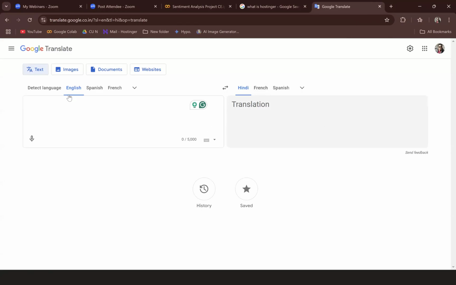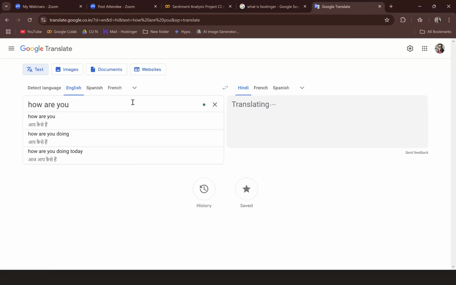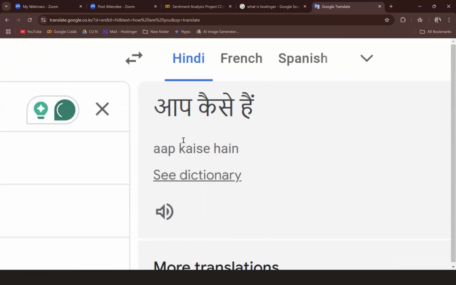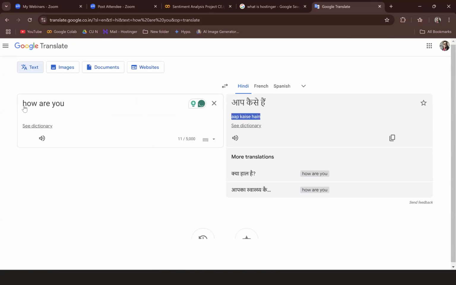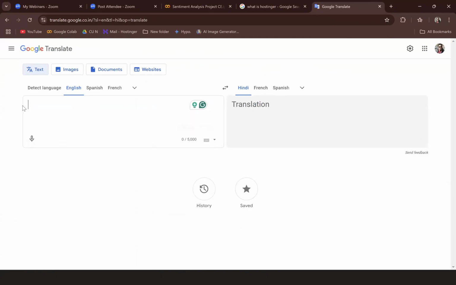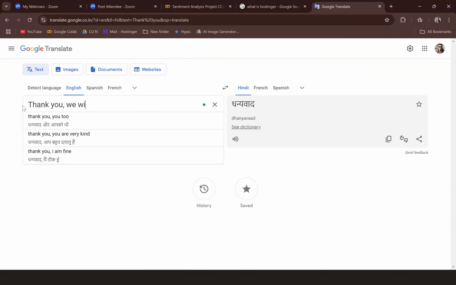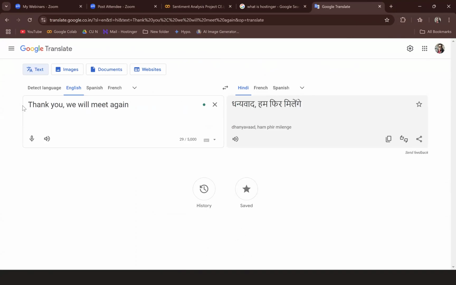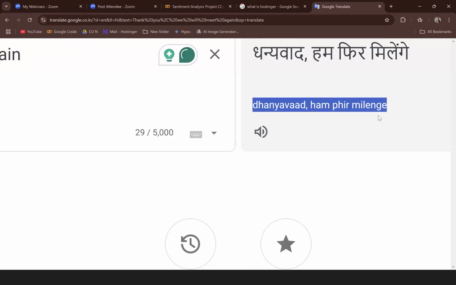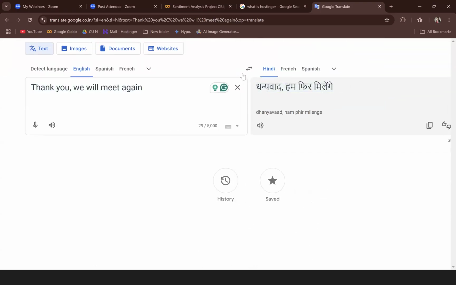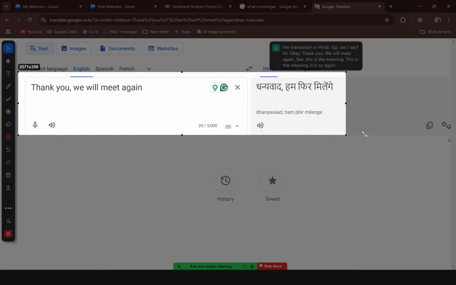So here I have selected English. Here let me select Hindi. How are you? See, this is the translation in Hindi. आप कैसे हैं? Thank you. We will meet again. See, this is the meaning: धन्यवाद, हम फिर मिलेंगे. So again, sequence of data is very important here also.